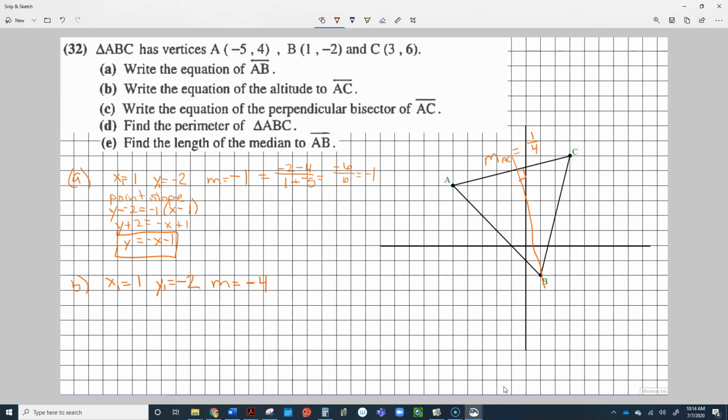So I'm just going to now plug it into the point slope form. Y plus 2 equals -4 times x minus 1. And that's going to be -4x plus 4. And I'm going to say -2 minus 2. So the equation is y equals -4x plus 2.